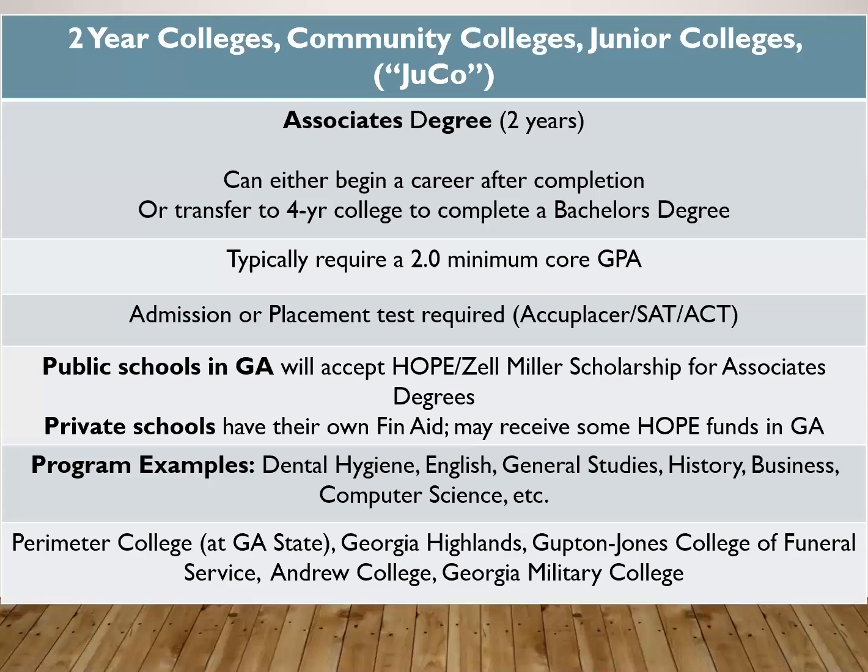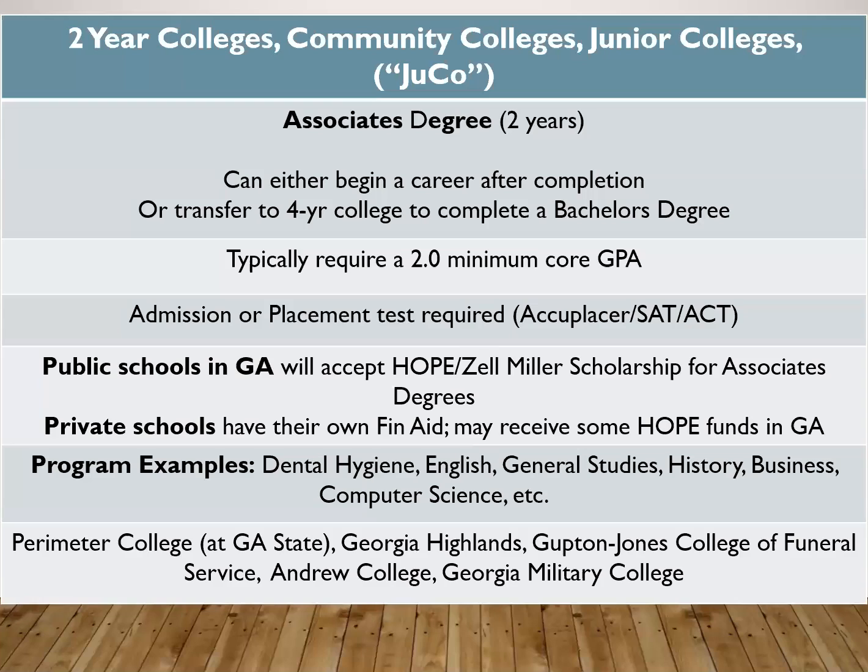They are going to need some sort of a placement test, kind of like the technical colleges. And because we're talking degrees, public schools in Georgia are going to be able to award Hope and Zell scholarships for associate's degrees, but not those grants, because that's for technical colleges only. Private schools are going to have their own financial aid, and again, they may receive some Hope funds if they're Georgia colleges.